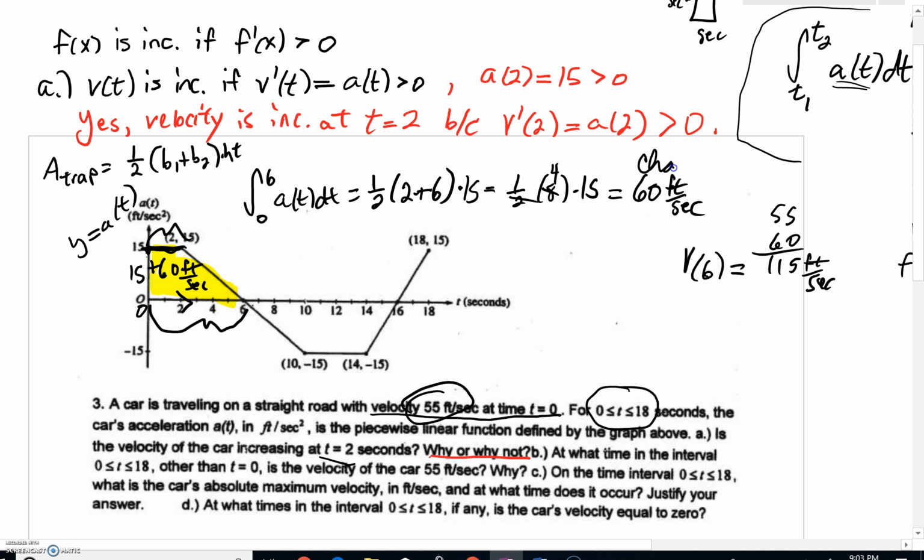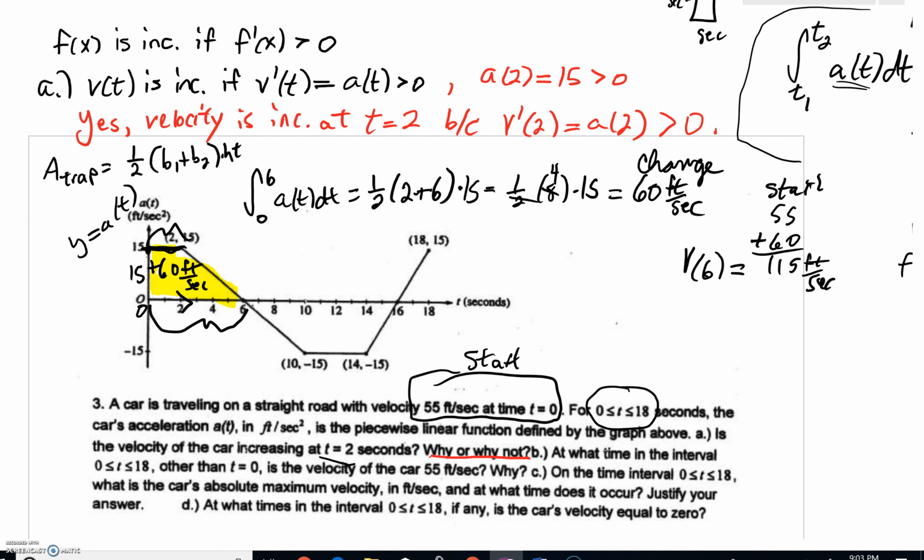This was your change in velocity. You increased by 60. You start right here at the 55 feet per second. That's this thing right here. This is your start. So you have your start, you've got your change. So you could say, wow, look at that.